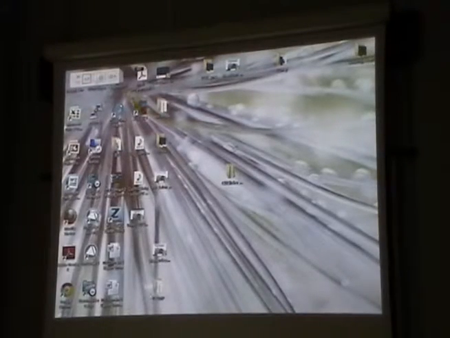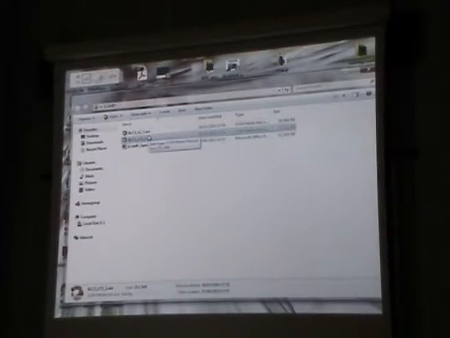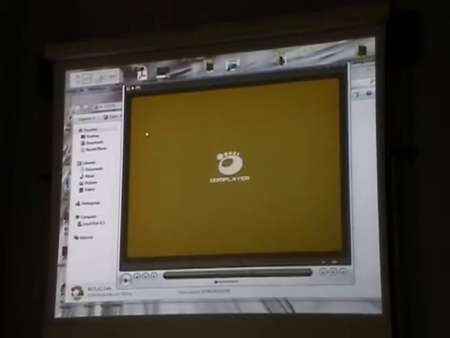Improvise. As an engineer, always have a backup plan. It is the media player, there it is.